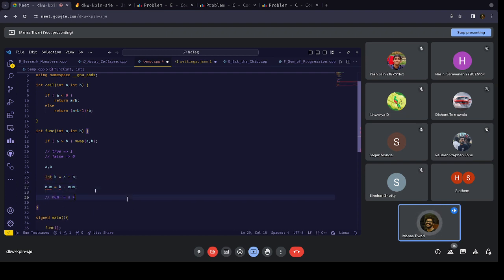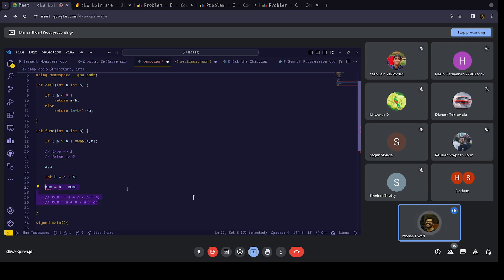this will become a plus b minus b, which is ultimately a. If number is a, number will become a plus b minus a, which is ultimately b. So basically you're swapping the numbers without using any extra space, or without writing those big conditions. You're just summing it up, and sum minus that number always returns the other number.